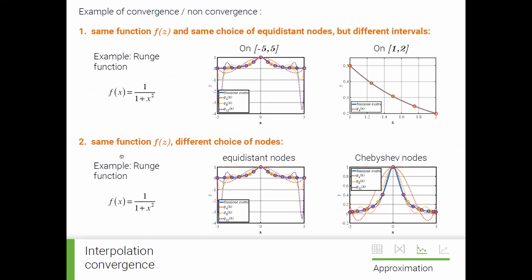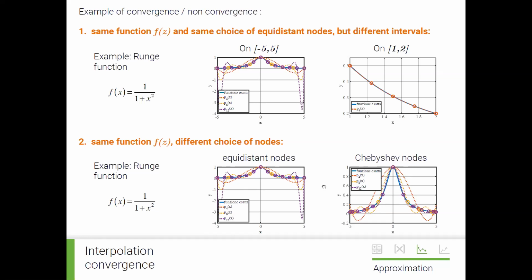And the second one: same function f of x, different choice of nodes. What kind of function? Again, the Runge function. We consider 1 over 1 plus x squared. Here, again, with equidistant nodes, this is non-converged, yes? Because you can see the graph is not close to our graph of interpolation polynomials. But with Chebyshev nodes, it's close to our graph. You can see here, yes? This is converged.